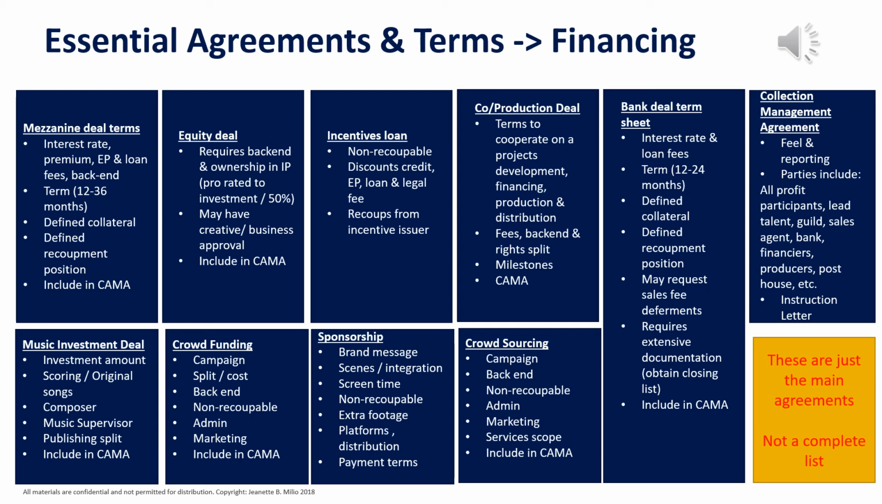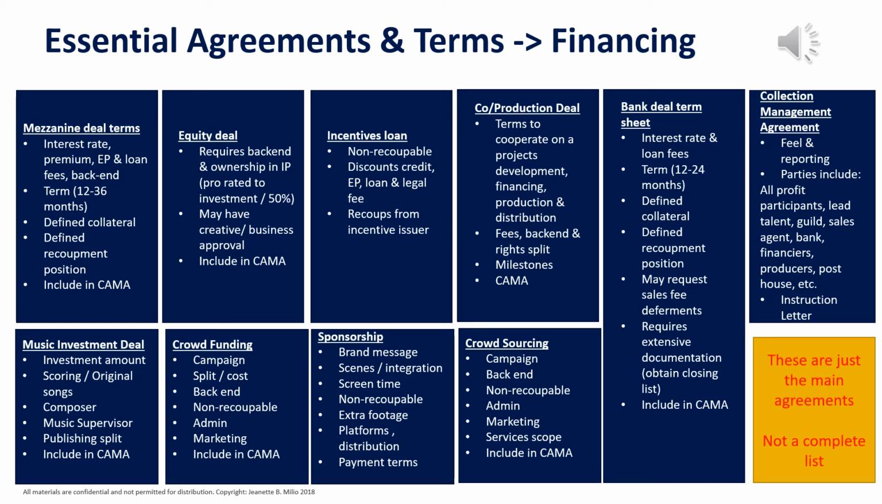No matter who you're producing with, you always define the scope, you always define the fees, you always define the back end, and you define any rights splits if applicable. You also define milestones, which means you dictate to the producer, the co-producer, what you want from them and by when you want it. And if they don't deliver by then, the deal is null and void.